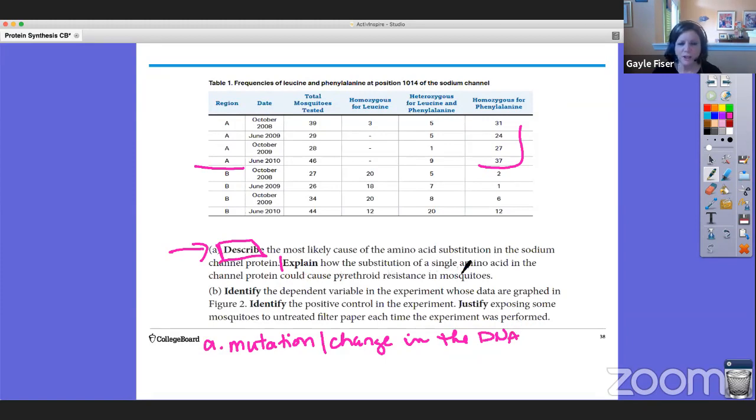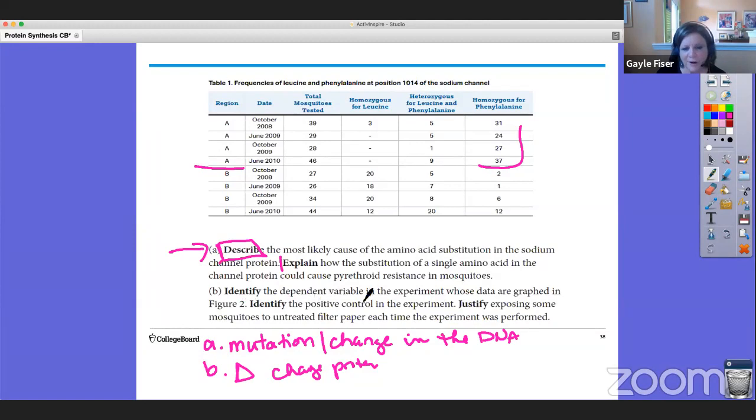Explain how the substitution of a single amino acid in the channel protein could cause pyrethroid resistance in mosquitoes. Okay, so now if we had this substitution, what could happen? We could have a change in our amino acid sequence, which could mean a change in our protein, which means a change in the way it folds, which means a change in the way something can bind or can't bind, which changes its function, okay?